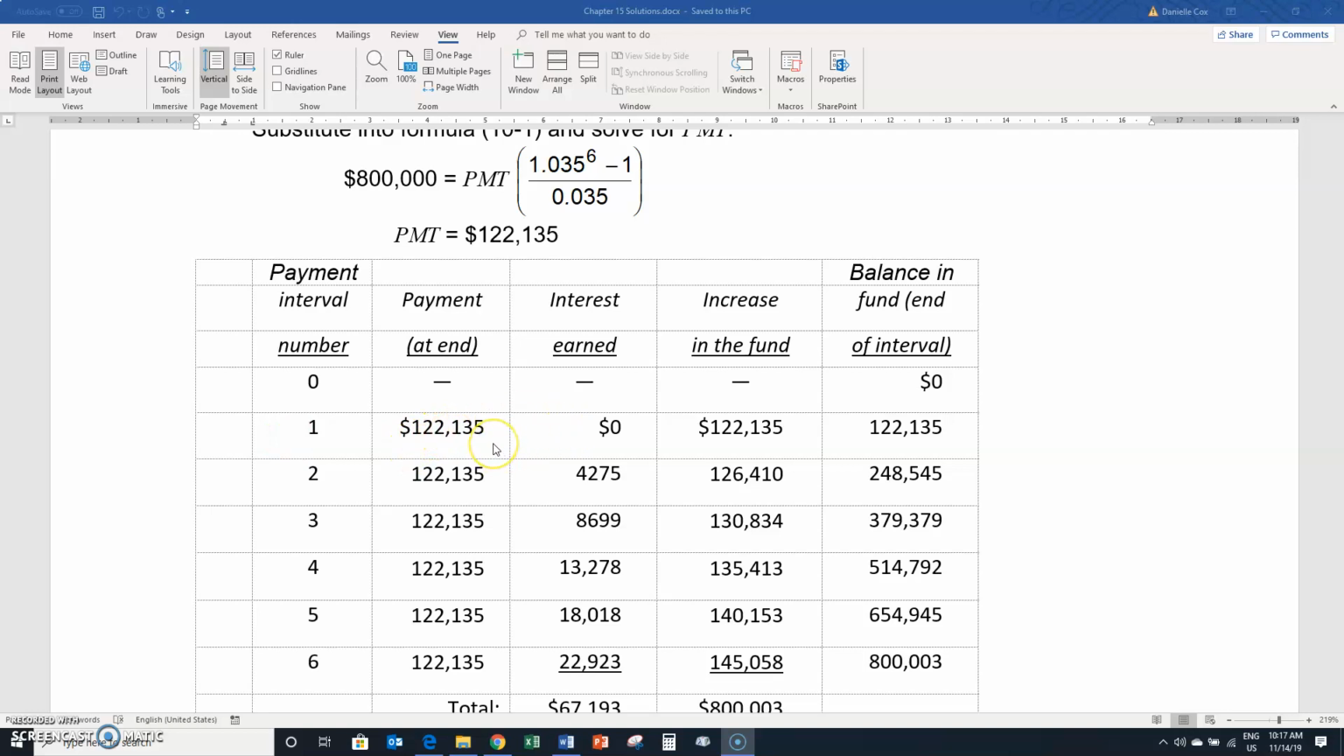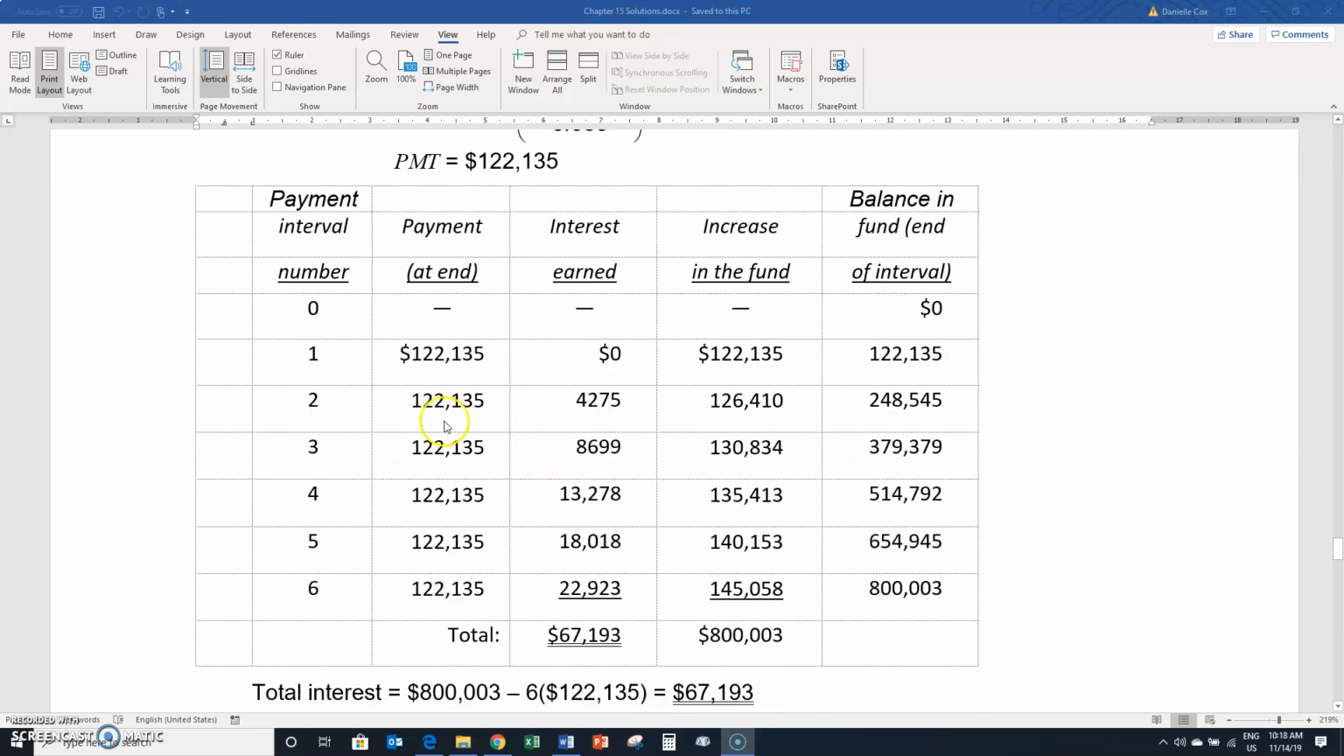Interest, well, this payment was made at the end of the period, so there is no interest earned during that period, so the increase is the total of these two columns, but there's no interest, so it's just the payment. So at the end of that first interval, the balance is 122,135.